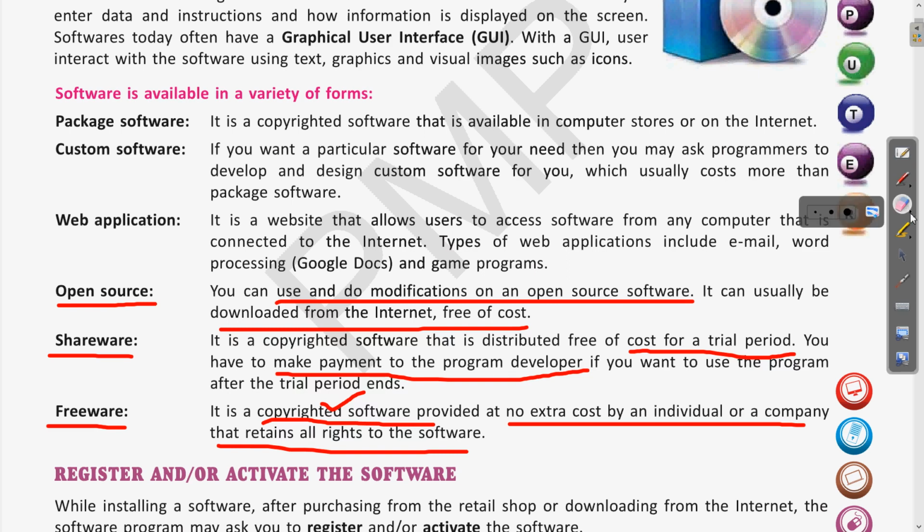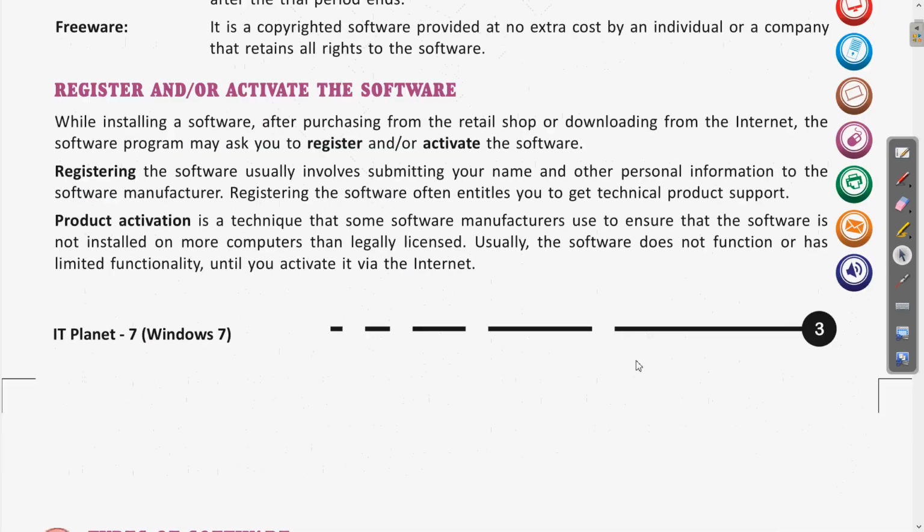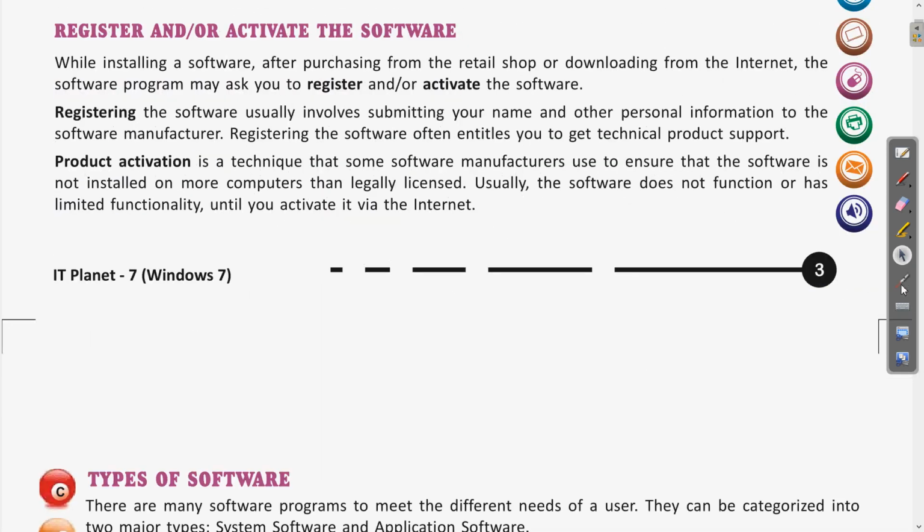Now coming to the next, that is what is registration and activation of the software. So registration: when you purchase any software, then we need to register the software, so that whenever you need some technical support from the software manufacturer, you can contact the specific developer of that. Clear? For registration, we need to submit our name, some personal details, your contact number. Clear? So this is the process of registration.